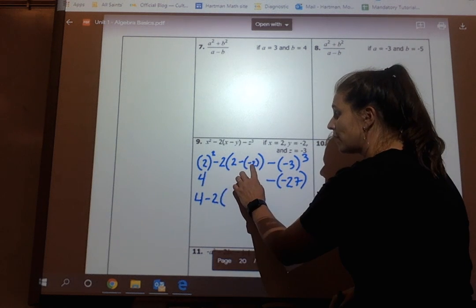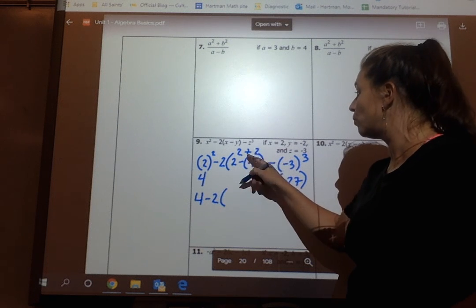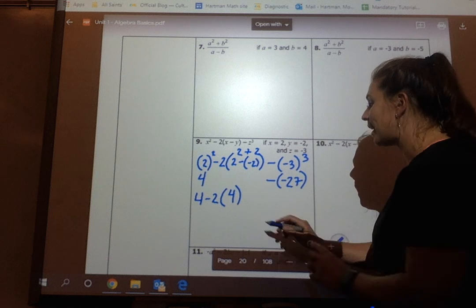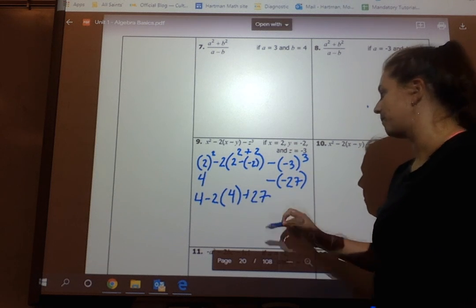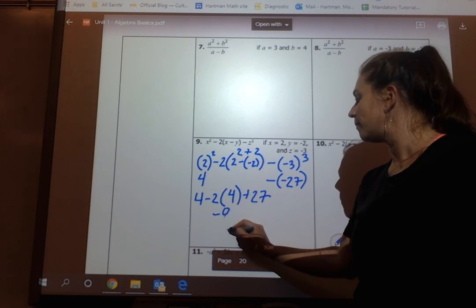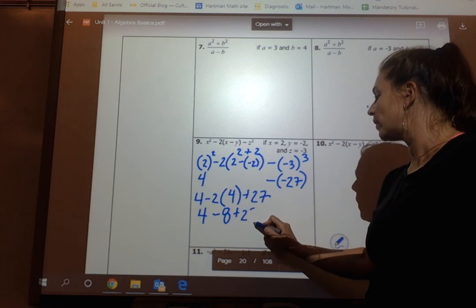Same thing, a negative times a negative is a positive. So it becomes 2 plus 2, which is 4. And then over here, a minus and negative is positive 27. So now I have negative 2 times 4, which is negative 8. And bring everything down. 4 minus 8 plus 27.